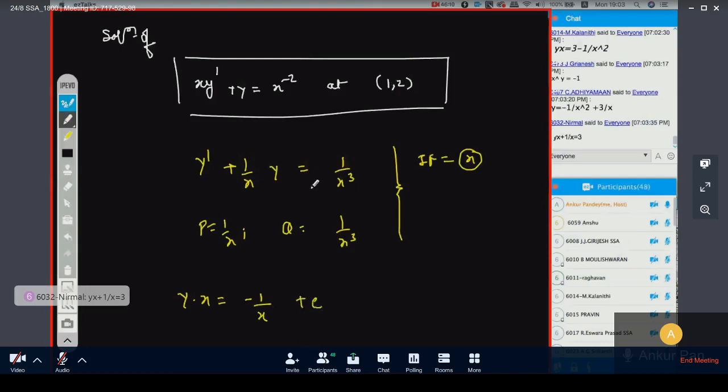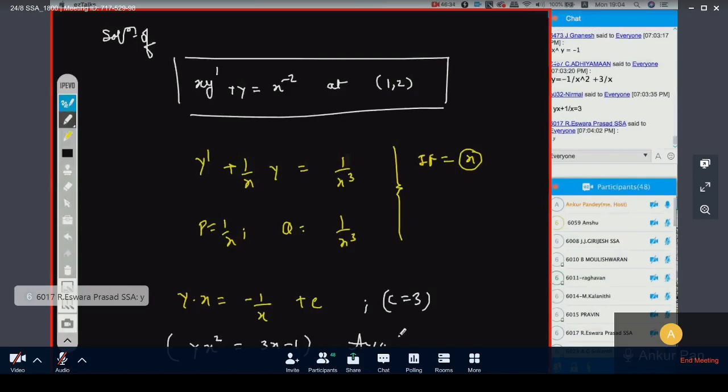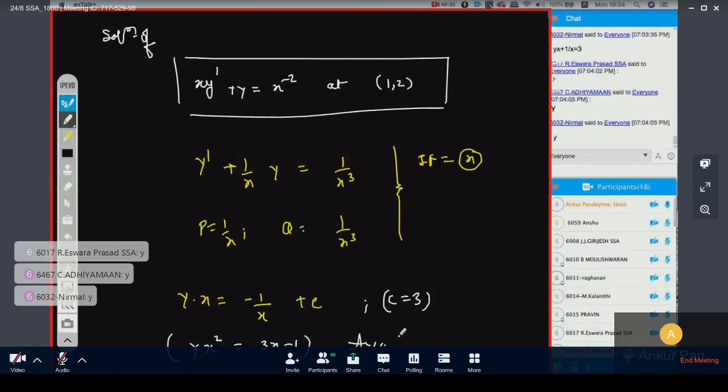1 comma 2 implies that at x equal to 1, y is 2. So 2 plus 1, so c is 3. This implies that the answer is y x square equal to 3x minus 1. This can be written. So, got it? This is it.